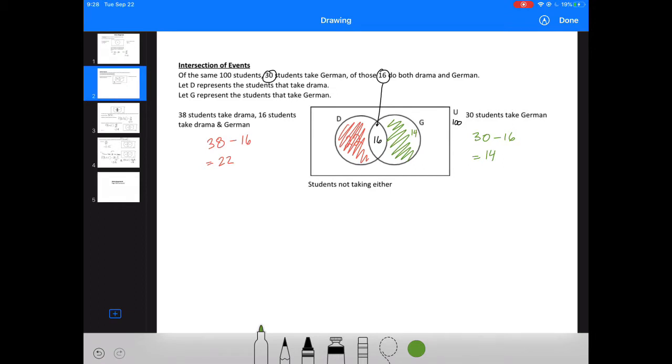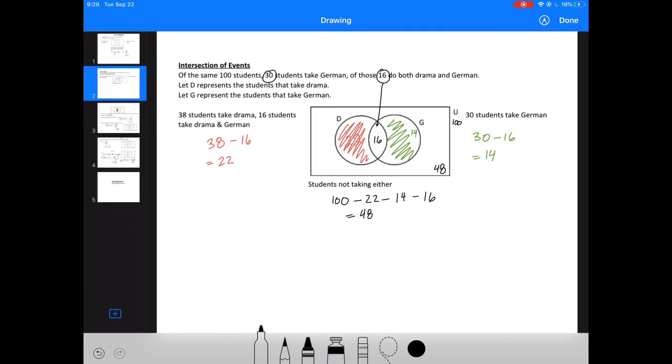The last part of our Venn diagram that we need to fill in is students that are not taking either. In order to do that, we're going to start with our total number of students, take away the students just taking drama, take away the students just taking German, and then take away the students that are taking both. That's going to leave us with 48, which gives us what's left over, or the complement to this set.